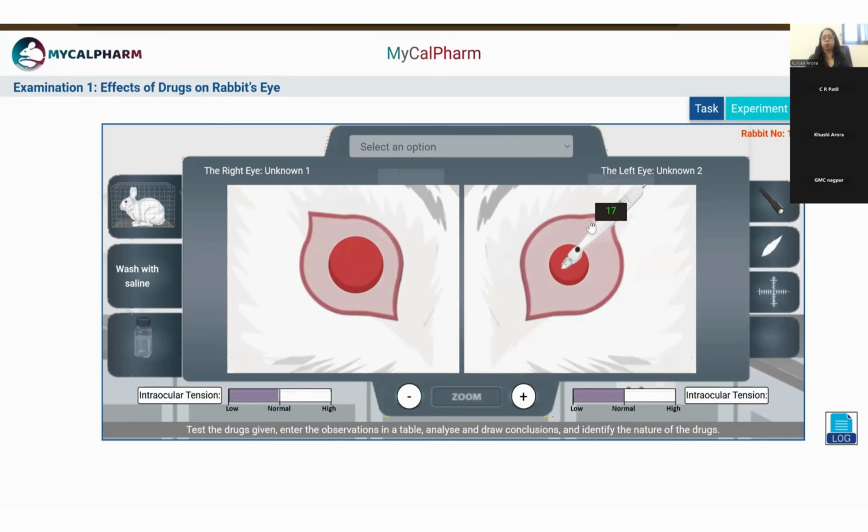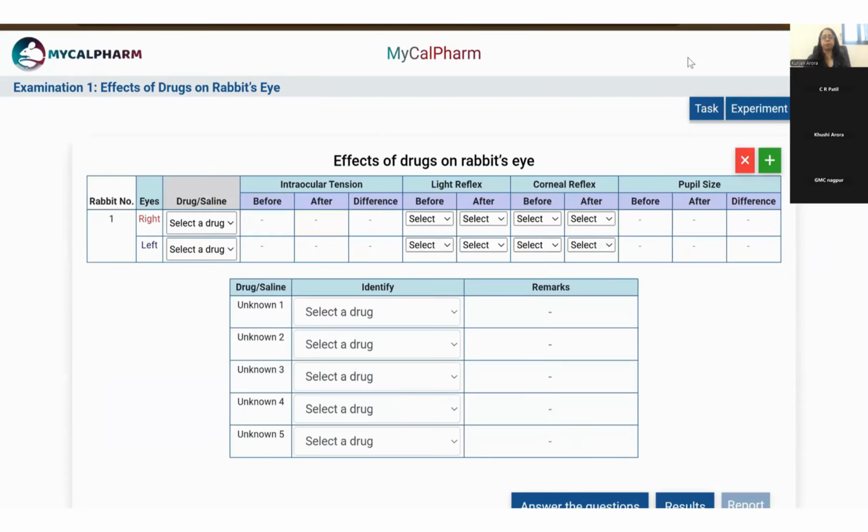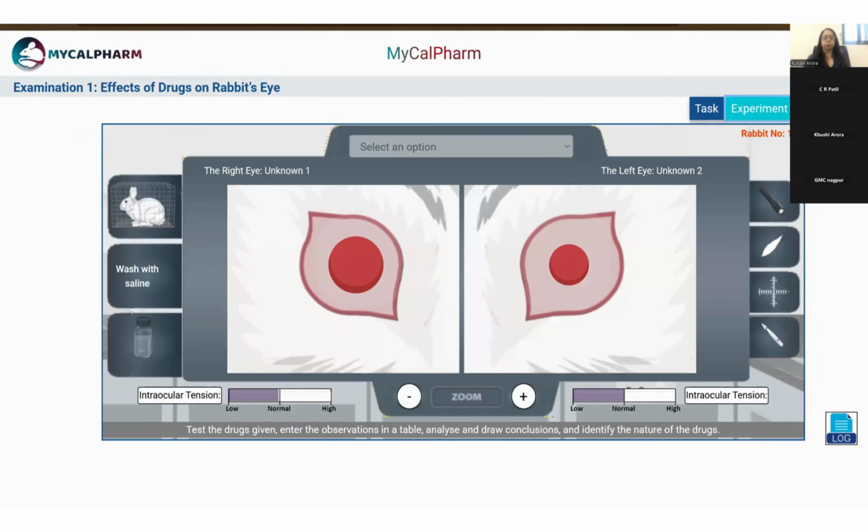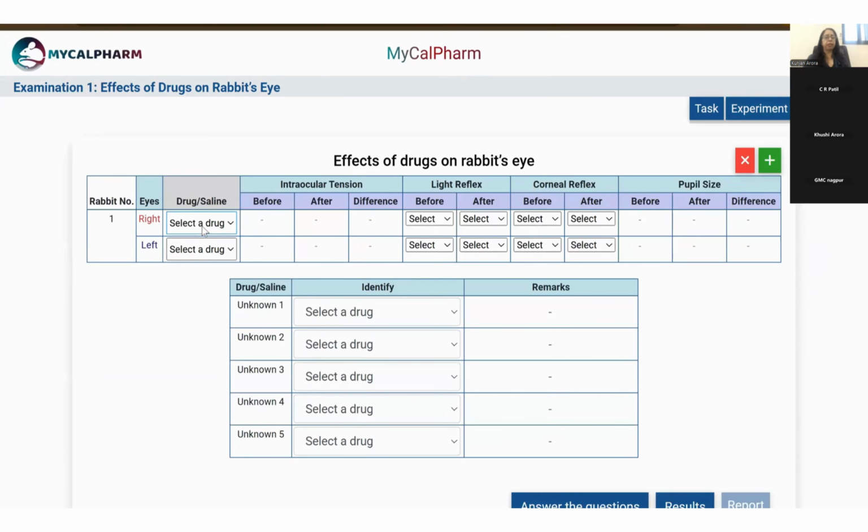Let me check the intraocular tension by the tonopen. It is the same, 17, in the left eye. In the right eye, with unknown 1, intraocular tension is less. Let's go to the observation page. In the right eye, we have taken unknown 1. Left eye, we have taken unknown 2. So here, we will be just selecting it.